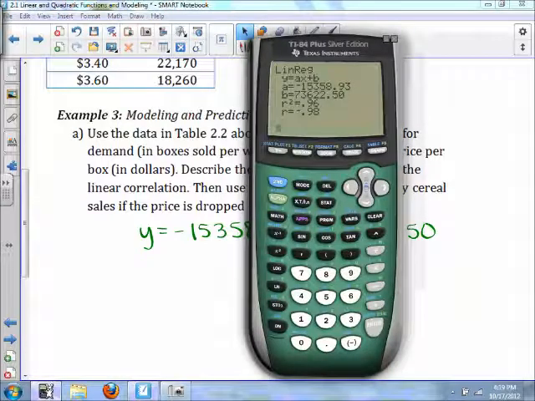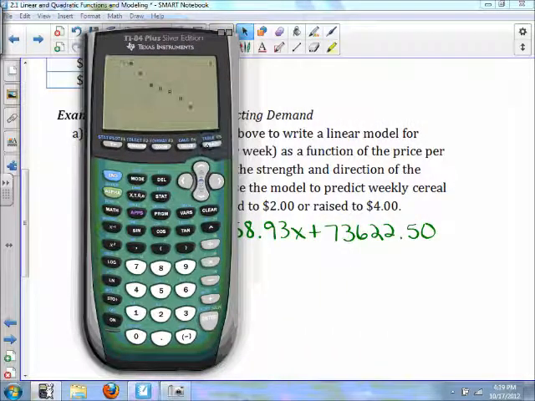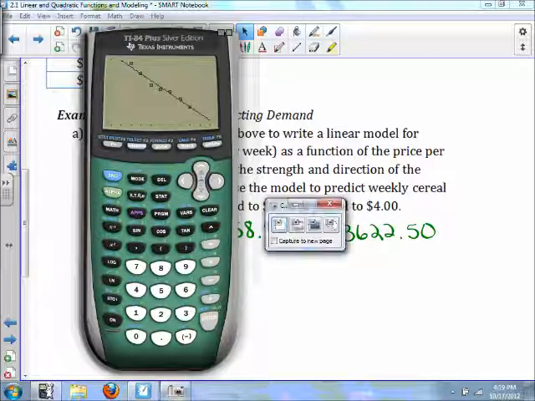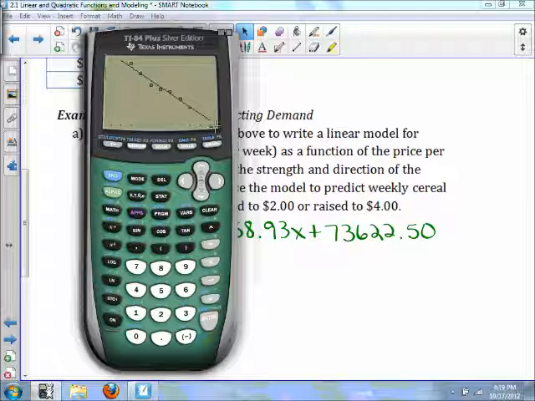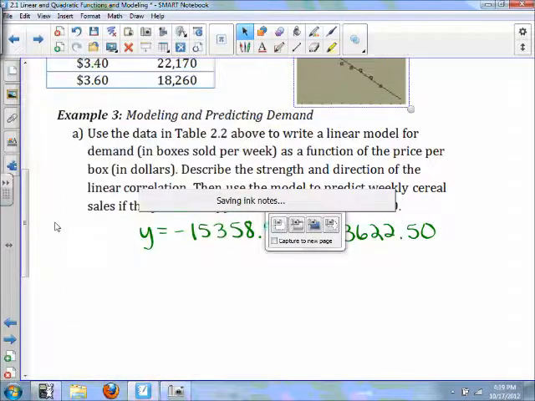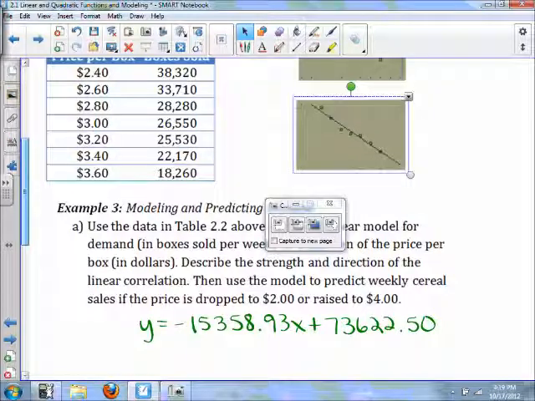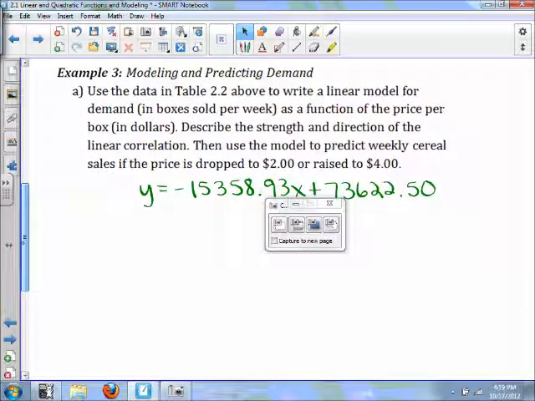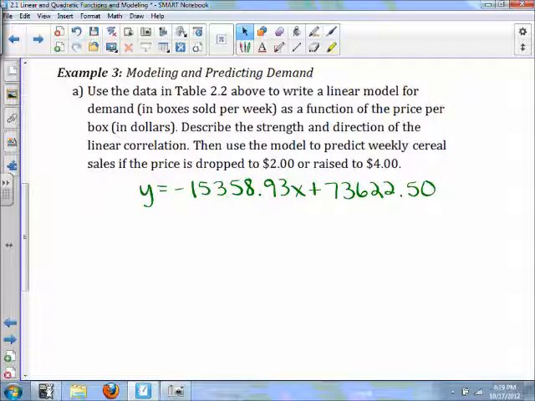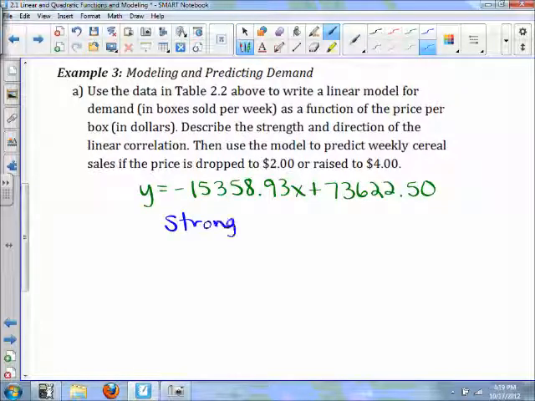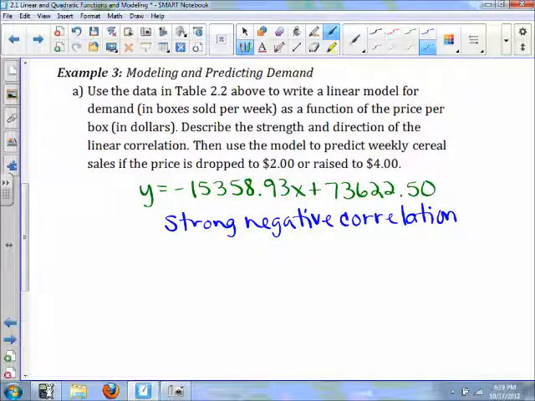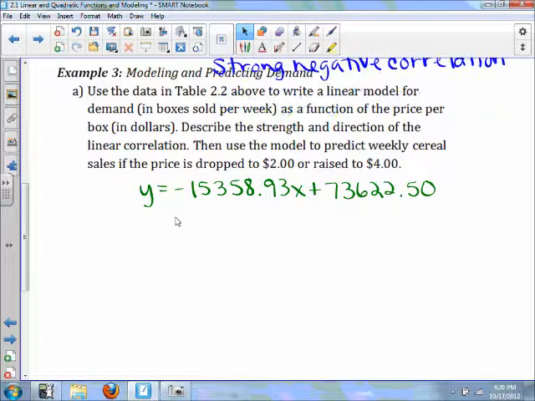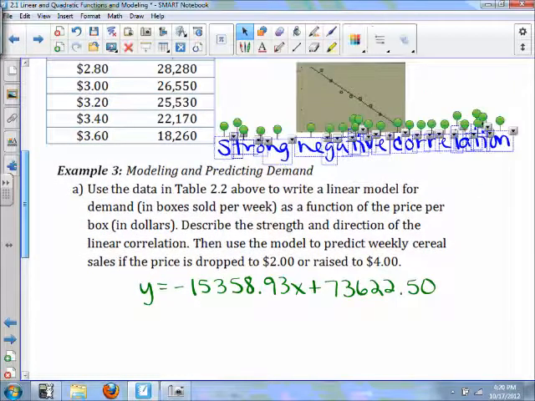Now what we want to do, when you graph that, that's what it's going to look like. So that's what your equation looks like on top of your data. Now, it says describe the strength and direction. Well, this is strong negative correlation. So we'll move that up by our data here. You can see that strong negative correlation right there.